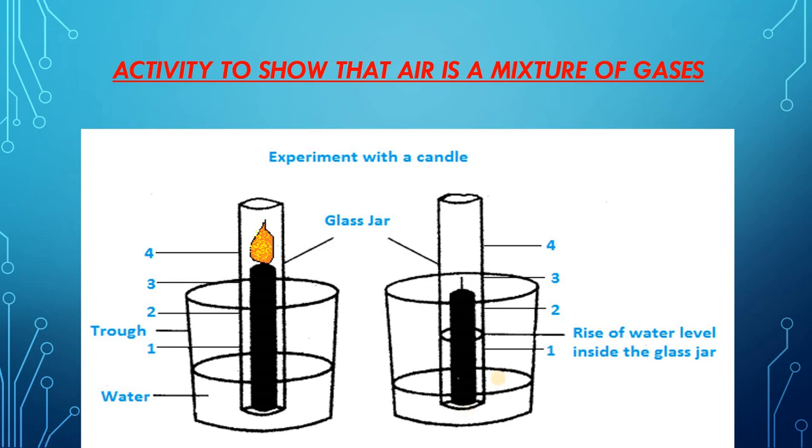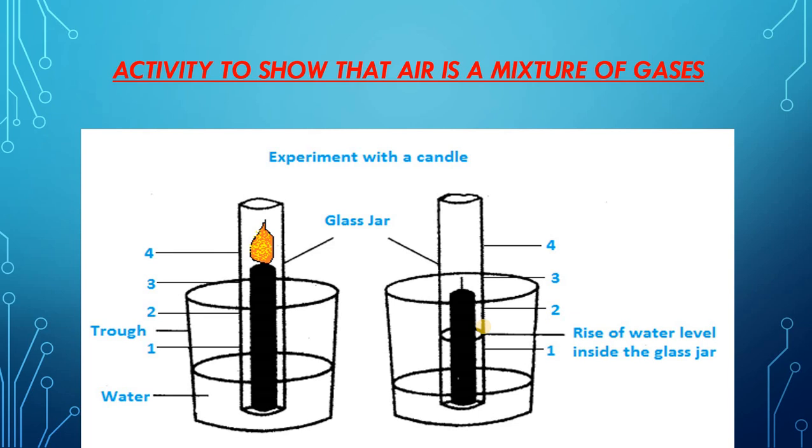That is why it rises up. Now, water in the glass jar rises to about one-fifth part of the volume of air initially present in the glass jar. Now, the volume of water risen in the glass jar is equal to the volume of oxygen present in the air in the glass jar, which was consumed during the burning of the candle. Right. So from this, what we can say? We can say that about one-fifth of the air is oxygen.